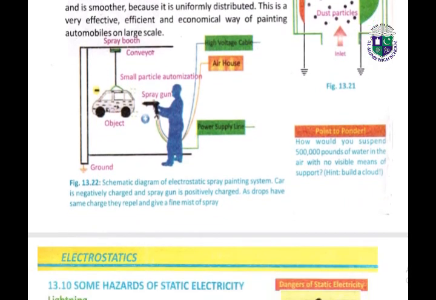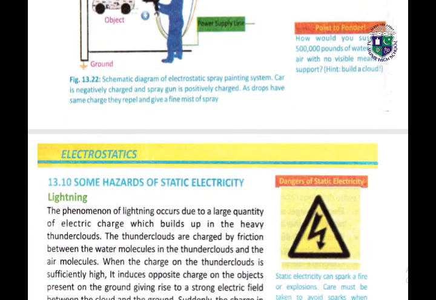So here we have figure 13.22, which shows this type of application. Schematic diagram of electrostatic spray painting system. Here we have a high voltage wire, air hose, power supply line. Here we have the car, the object, spray booth, conveyor which can move it, small particles, automation. Here we have the spray gun. Because of all these static charges, we can easily spray paint vehicles, especially cars.